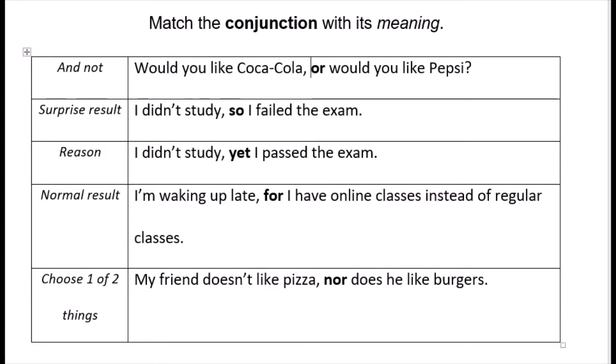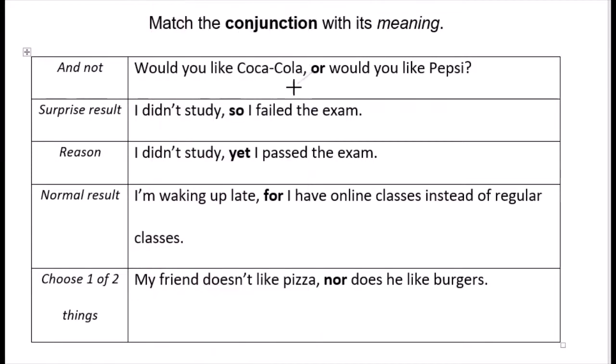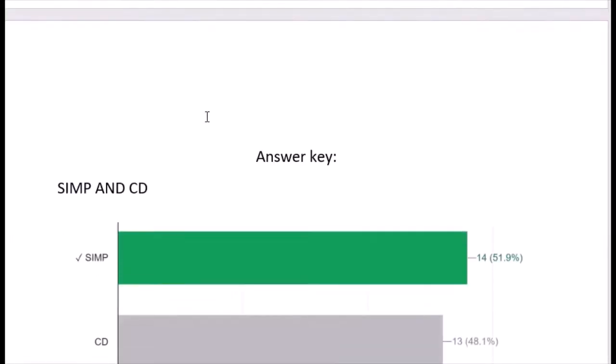As an example, "or" means choose one of 2 things, okay? So can you find the others? You can pause the video. Okay. Now I'll share the answers. So, answer key.